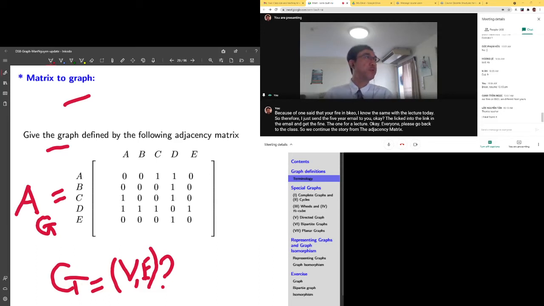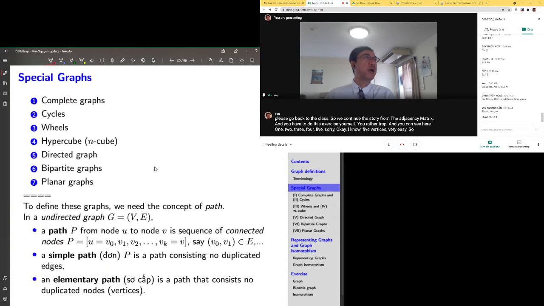You have to do this exercise yourself to draw the graph. And you can see here 1, 2, 3, 4, 5. So only 5 vertices, very easy. Okay, I don't solve it, just a kind of practice.